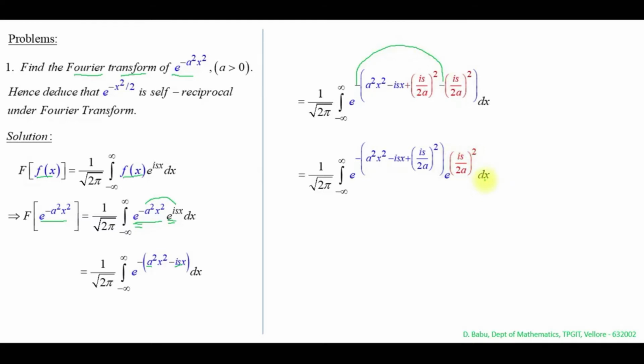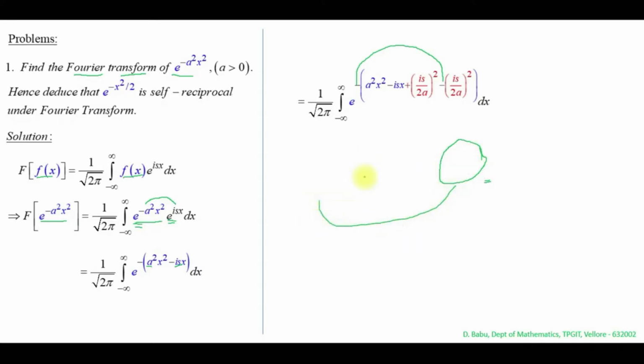Note that we are integrating with respect to x. So there is no x term, so it is a constant. So we take it outside. Now this is of the form a square minus 2ab plus b square. What is the first term? ax whole square. Next, what is the sign? Minus. What is the last term? is by 2a. Therefore, this can be written as ax minus is by 2a the whole square.